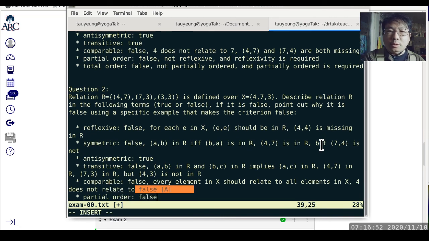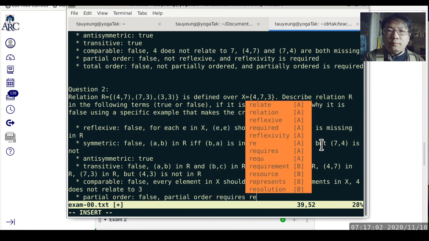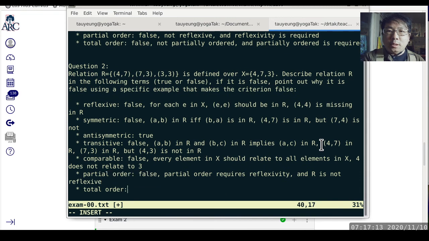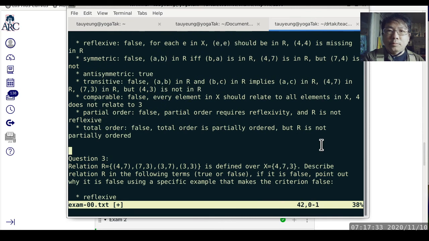So this time it is also not partially ordered, because partial order requires reflexivity, and R is not reflexive, and it is not totally ordered. We say false. Total order is partially ordered, but R is not partially ordered. There we go. So that's a slightly different way to explain it, but it gets the message across too.